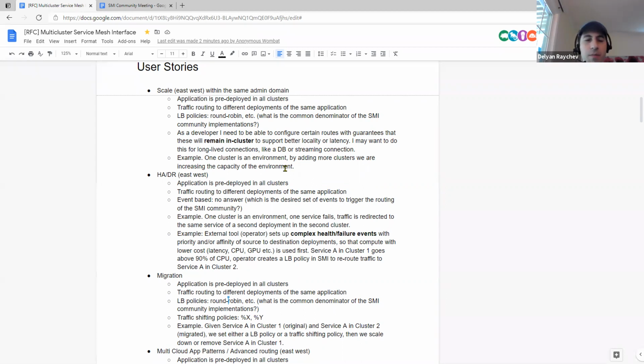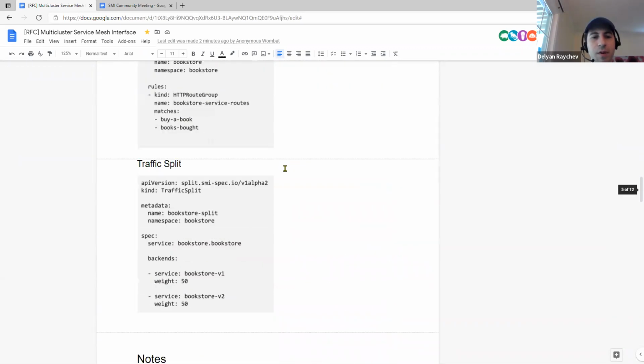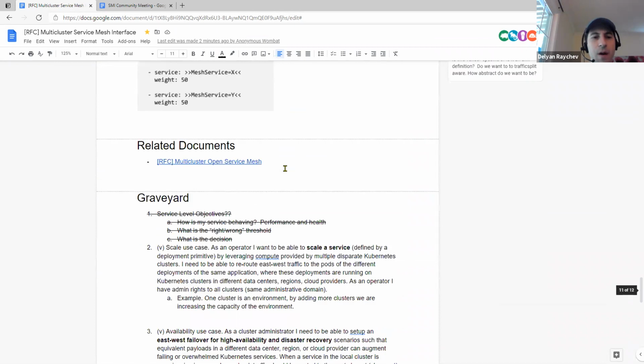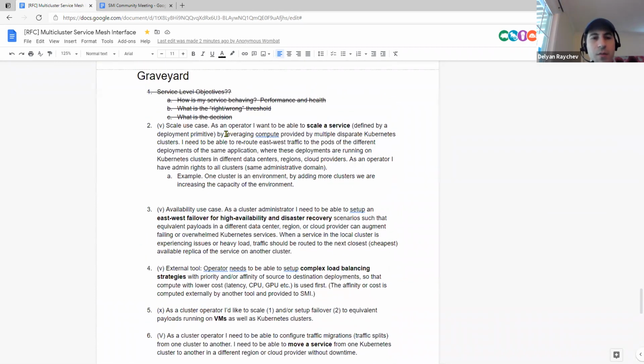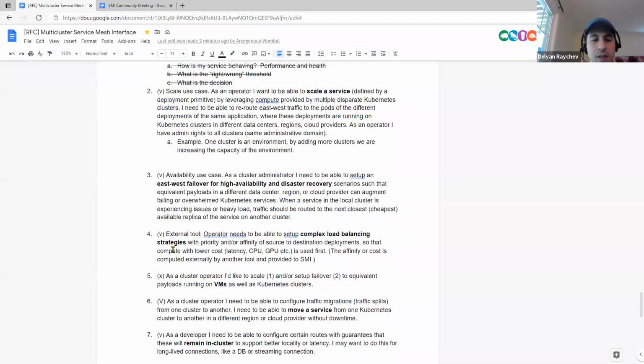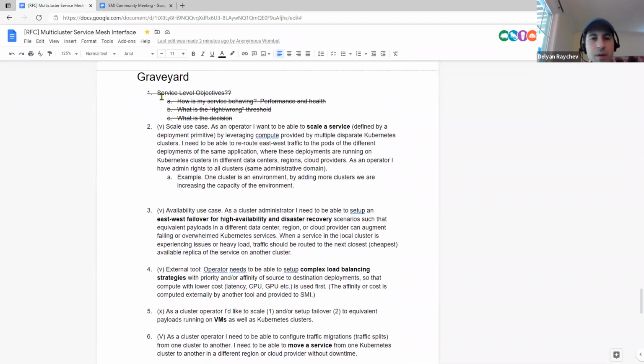By the way, the synthesis of those 4 points are based off of more verbose user scenarios that we now put in a graveyard because we don't think that's necessary anymore. So we scroll to the bottom. This is what this graveyard is. Now deprecated cases, but they're all synthesized off of this more verbose text.